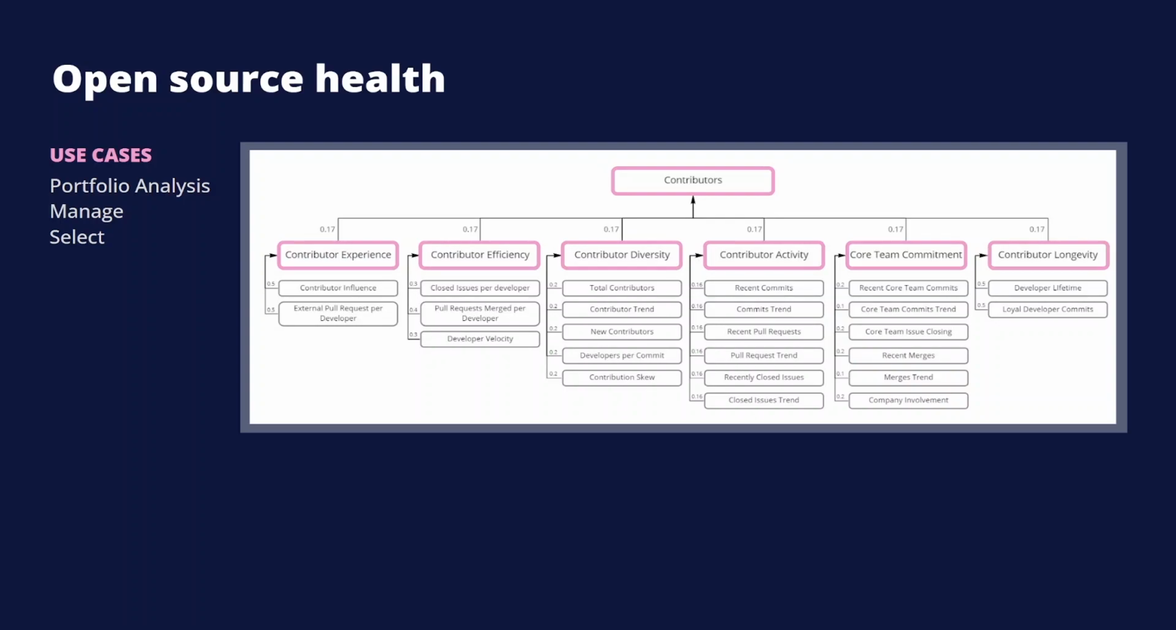Then the third layer is all of the individual data points or collections of data points that it all consists of. Each of the layers are aggregated upwards using a set of weights that are set by Debricked.